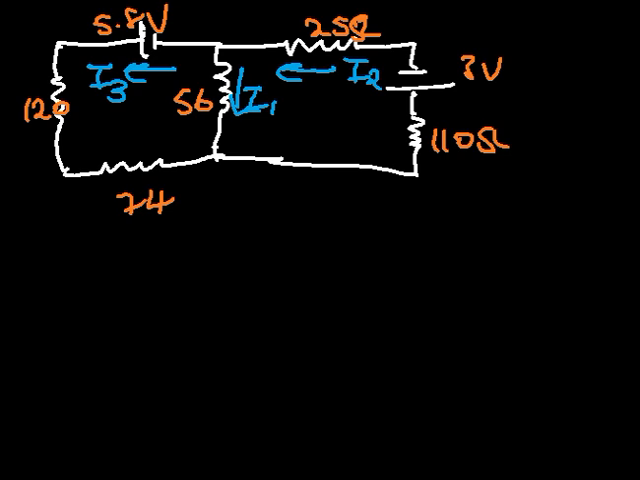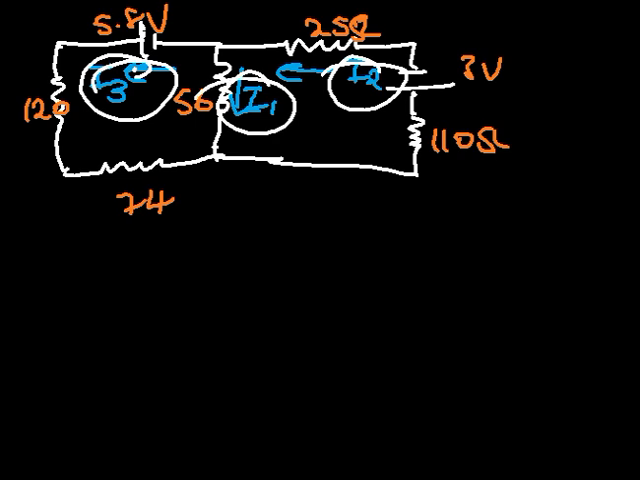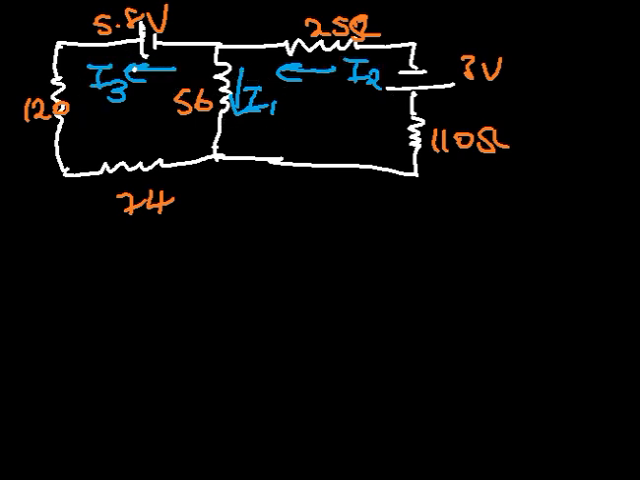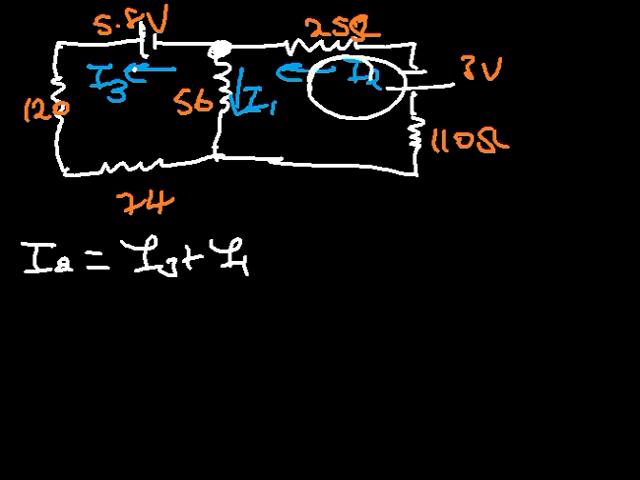So now we have two loops. This is loop 1, loop 2, and we have 3 currents that have been labeled in their respective directions. In loop 1 we have the current I3, in loop 2 we have the current I2, and in the middle branch we have the current I1. So now according to Kirchhoff's junction law, this is the junction of interest. The current entering the junction is equal to the currents leaving the junction. So we have 2 currents leaving the junction, and this current entering the junction.